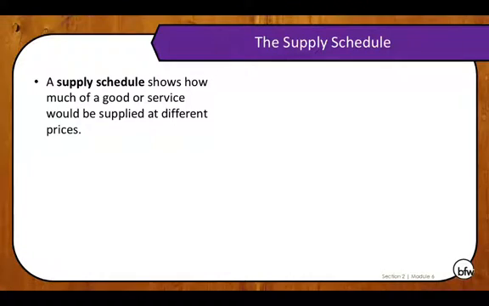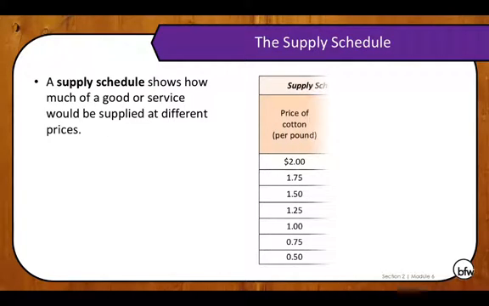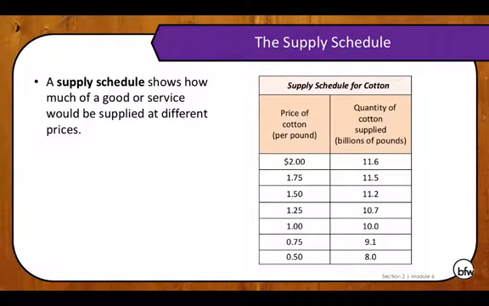So let's get started. Just like we had with demand, when we looked at the demand schedule, with supply, we also have a supply schedule. So a supply schedule is a table which shows how much of a good or service would be supplied at different prices. When we talk about supply, we're talking about the producers and their willingness to produce cotton in this case. So if we look at the supply schedule for cotton, we can see that there are different prices that cotton could be sold for, ranging from 50 cents to $2 in 25-cent increments.